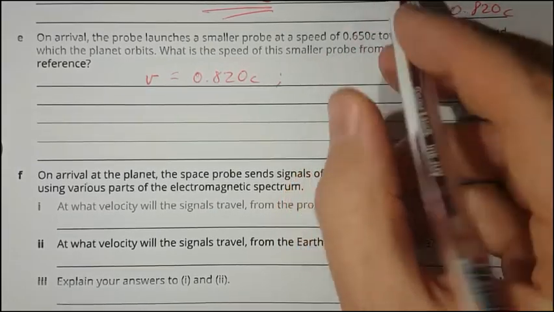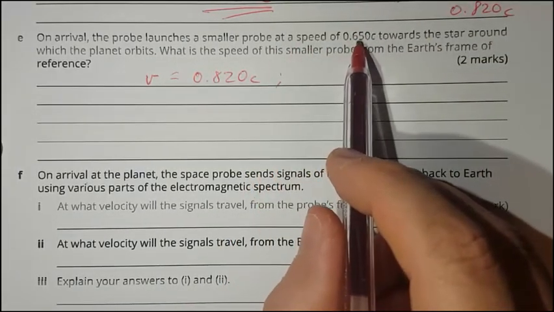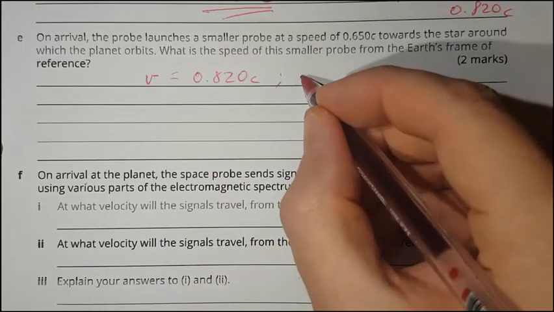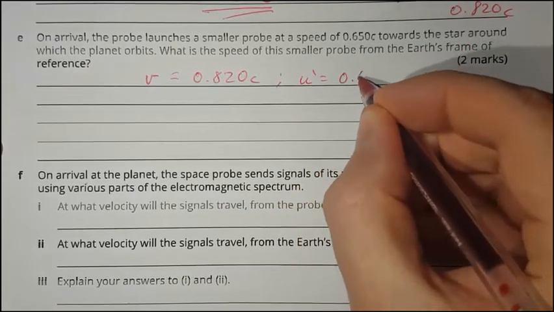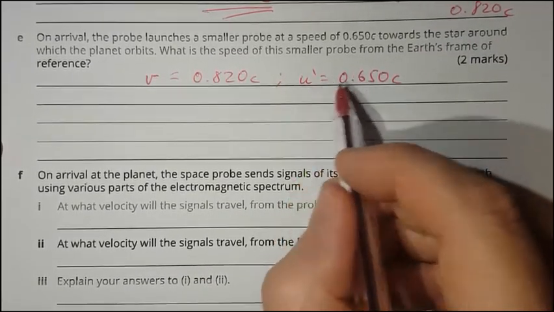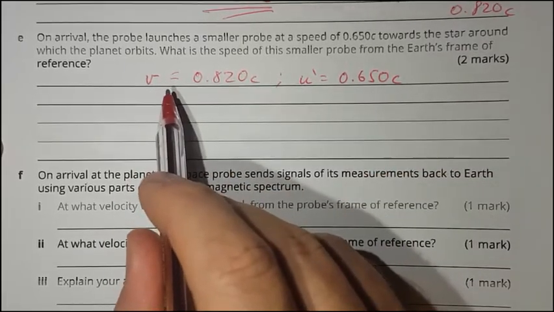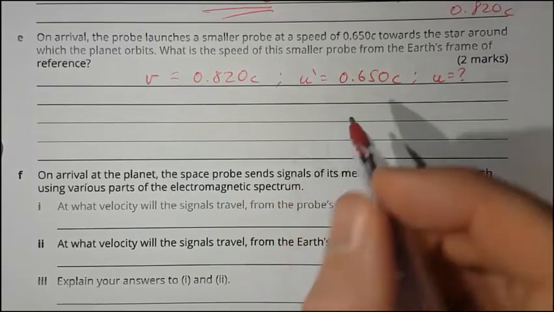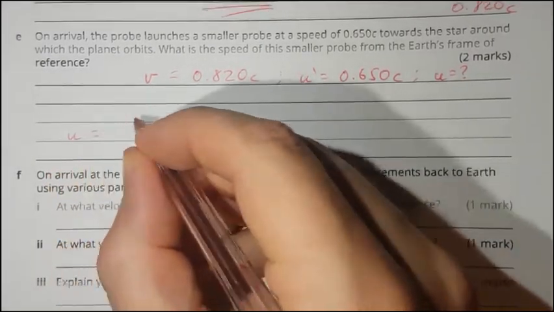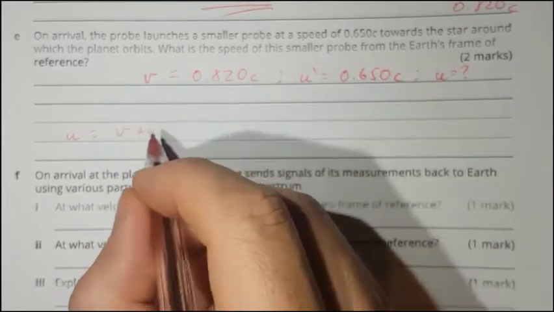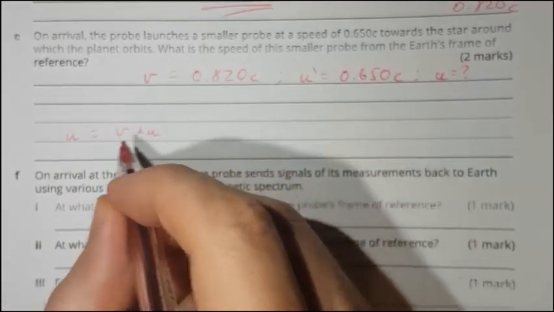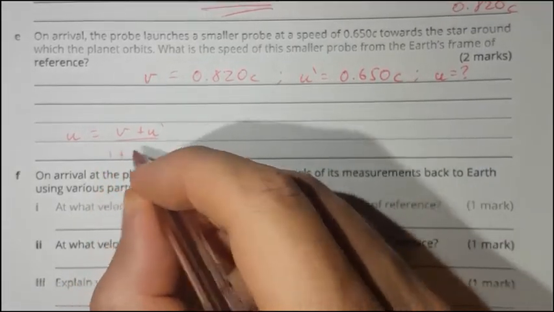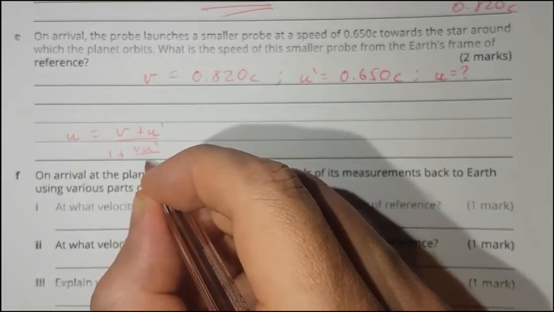And what else have you been given? You've been given the speed of 0.65 c relative to that probe. So you've been given U dash. U dash is always what the velocity is within this moving reference frame, which means you want to find out what U is. So your equation from your formula sheet is V plus U dash over, I'll try to write this a little bit neater, 1 plus V U dash over c squared.